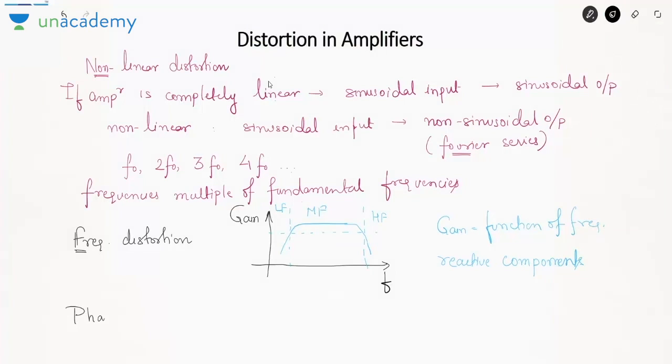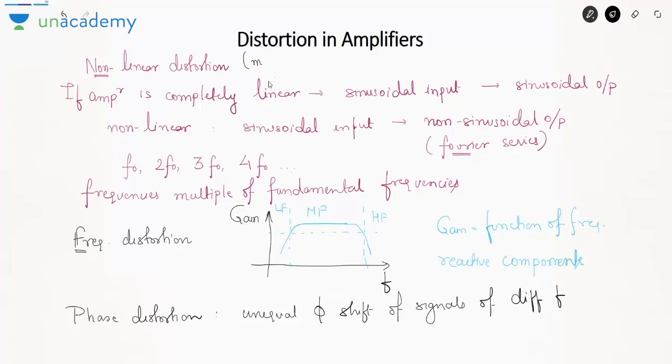The third one is called phase distortion. It is due to unequal phase shift of signals of different frequency. Like we are saying that the gain varies with the frequency, in the same way the phase shift offered by an amplifier to a signal will also vary with the frequency, and that is termed phase distortion. So phase distortion is nothing but variation of the phase shift provided by the amplifier with the frequency of the input signal.